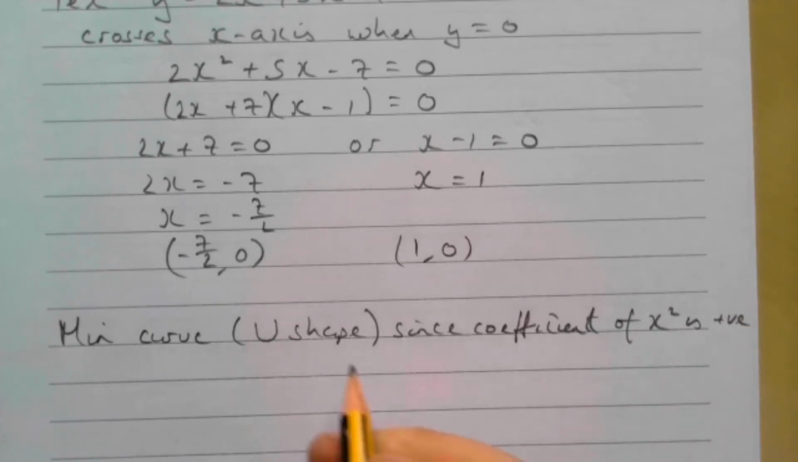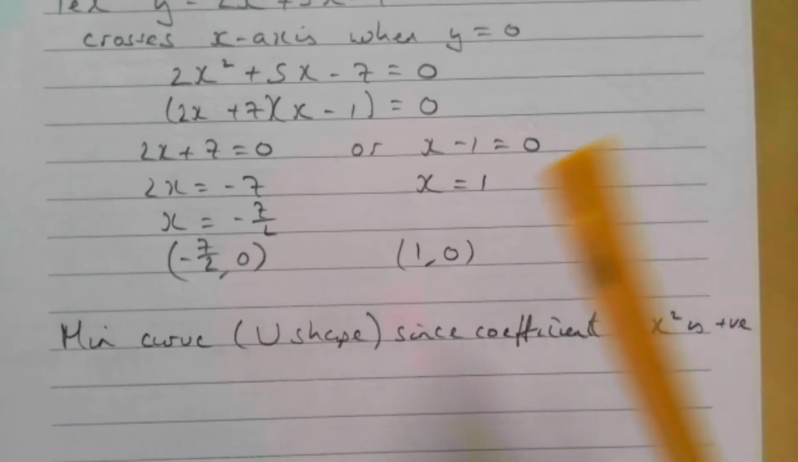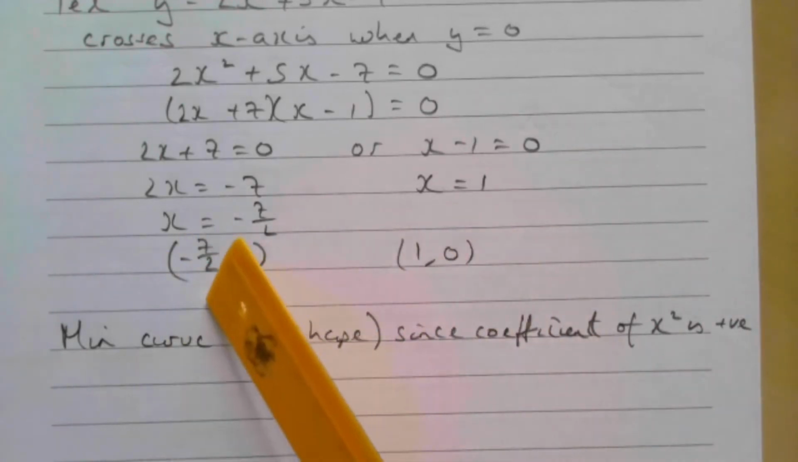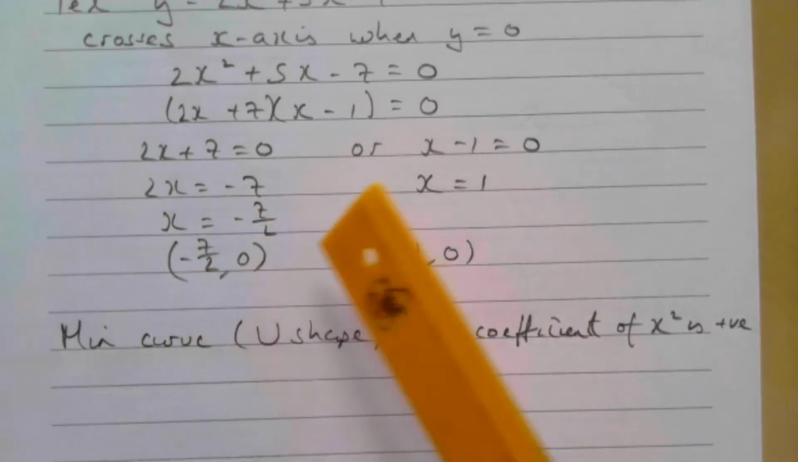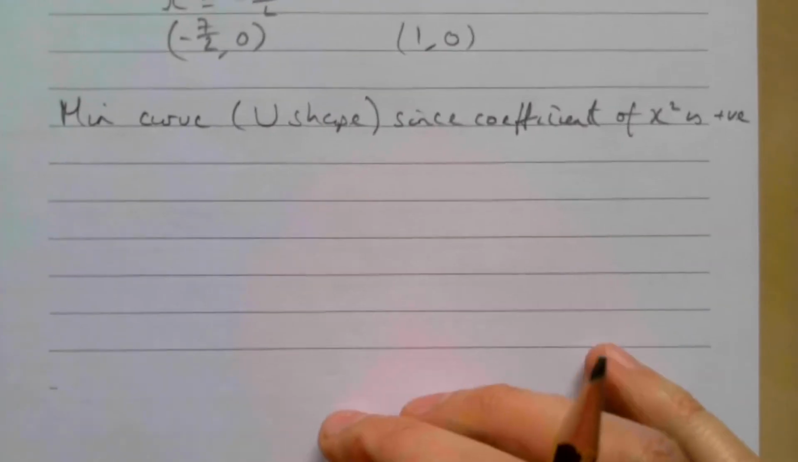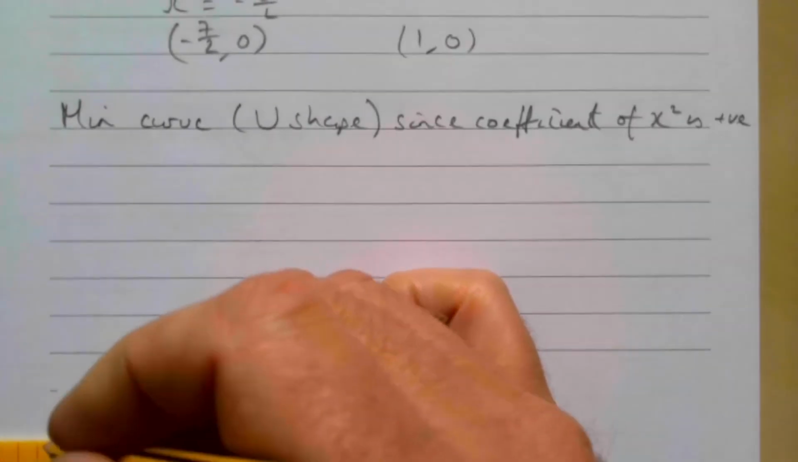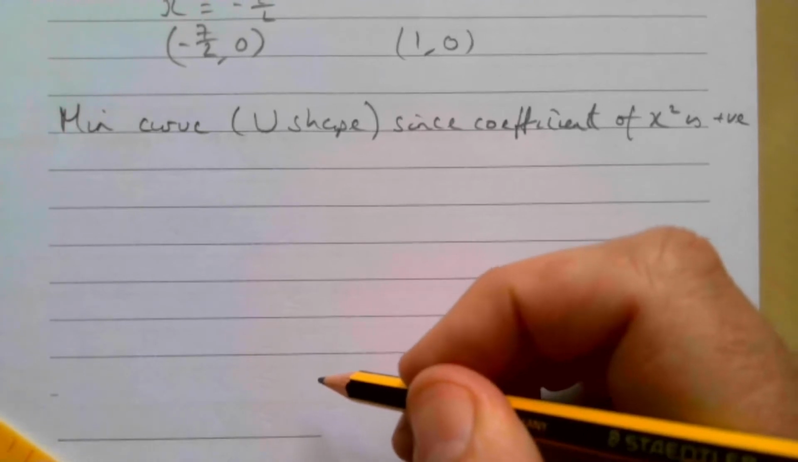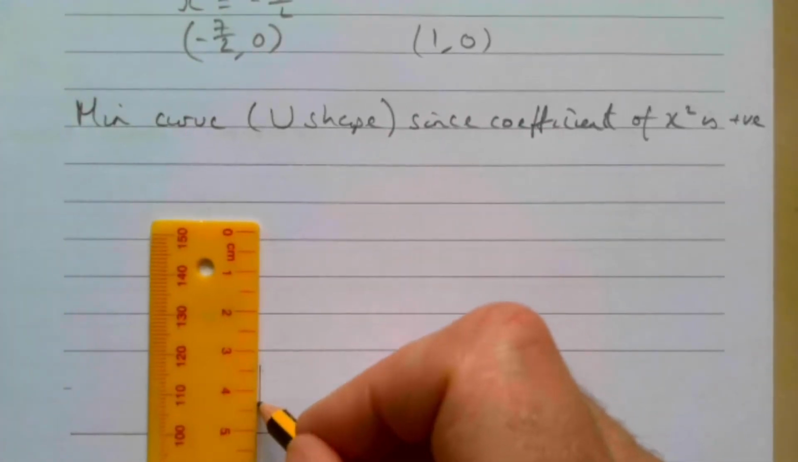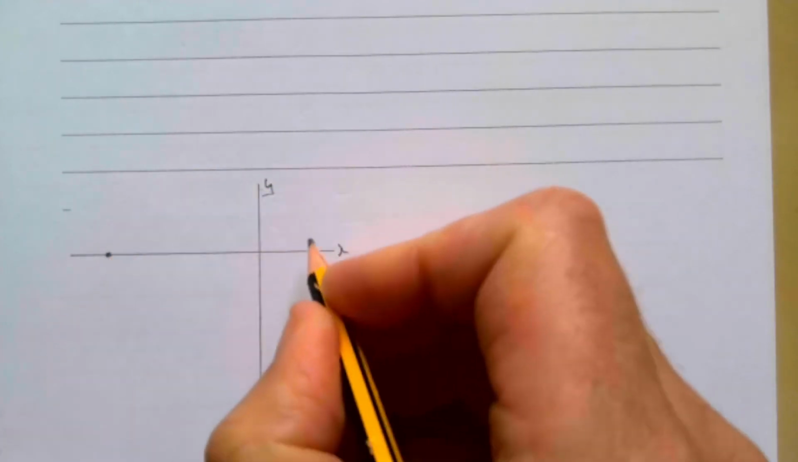And we can then kind of work from there. So we now have a bit of an idea about what this graph looks like. So it crosses at minus 3.5 and 1, and that's really all we need, other than the fact that it's a U shape. So there's my axes there. That's my y-axis, that's my x-axis. There would be minus 3.5, and there would be 1.